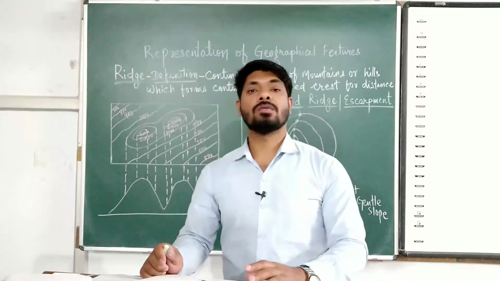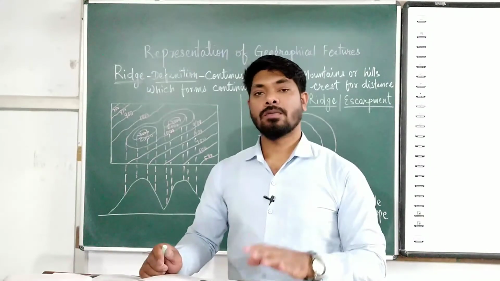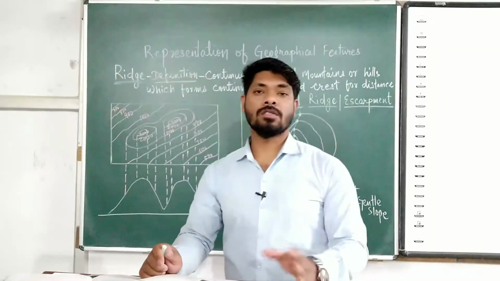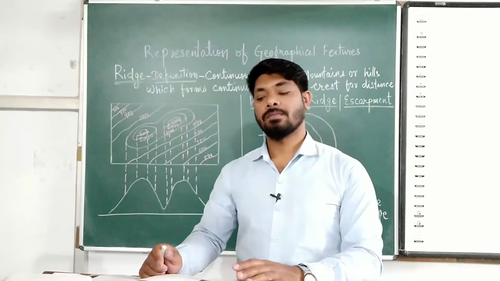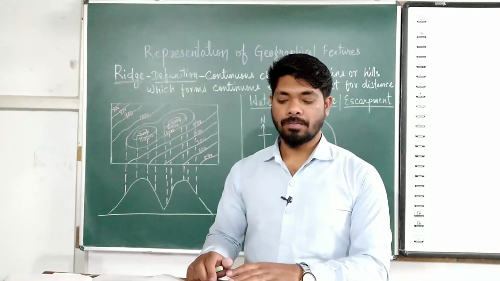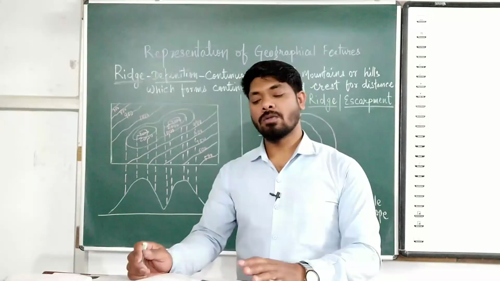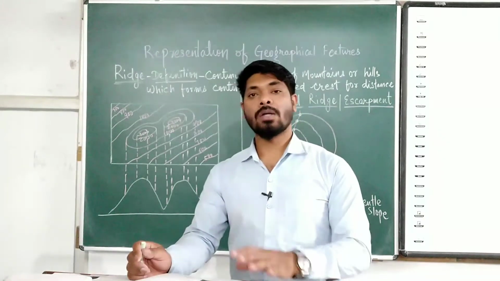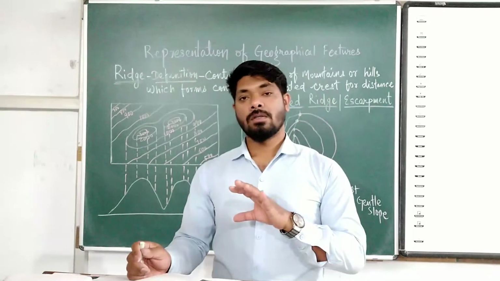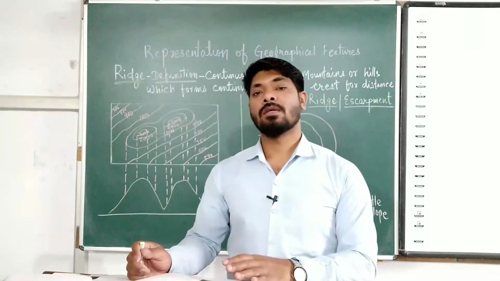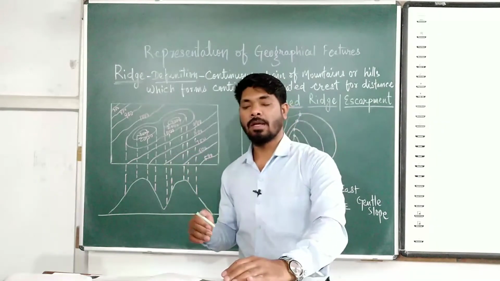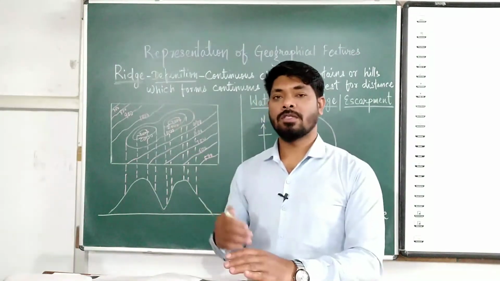We are discussing the representation of geographical features, and in the previous video we discussed the conical hill, gentle slope and steep slope. In this video we shall discuss a ridge and a watershed ridge, and how, with the help of contour lines, the ridge and the watershed ridge are shown on a landscape.